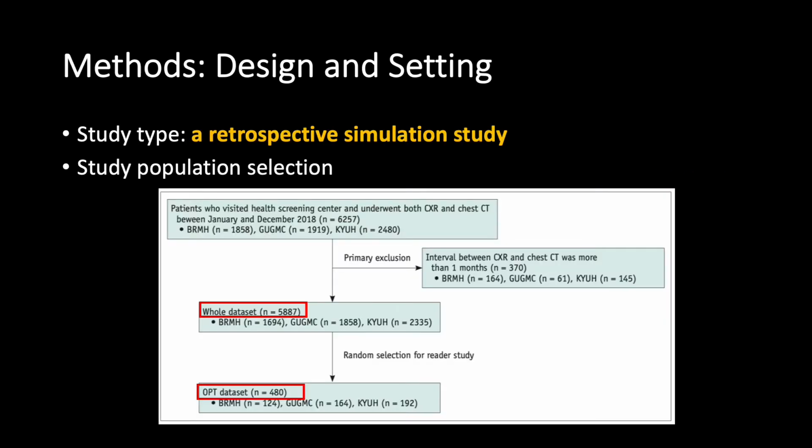For the simulation, we've included participants who were enrolled from 3 secondary hospitals in South Korea: Boramae Hospital, Gil Medical Center, and Konyang University Hospital, who were enrolled between January and December 2018. We've excluded 370 patients whose interval between chest radiographs and chest CT exam was more than 1 month, and a total of 5,887 patients were selected as the final study population. Of these patients, 480 patients were randomly selected for reader study.